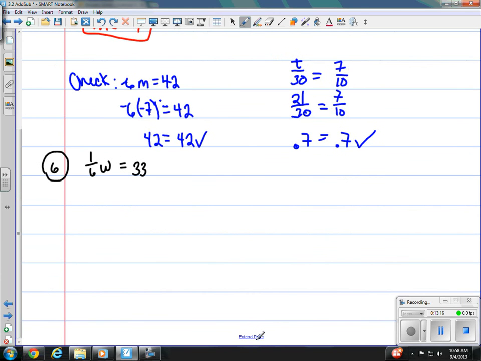And our very last one is example 6. And it says 1/6 W equals 33. So I know it's a fraction, but if our fraction's right beside our variable, if they're side by side, that means they're being multiplied. So we need to divide both sides by 1/6. So our 1/6 cancels, and we're left with W equals. Now if you put this in your calculator, what you need to do is wrap this in parentheses. So 33 divided by parentheses 1 over 6, close your parentheses, and we'll get 198.